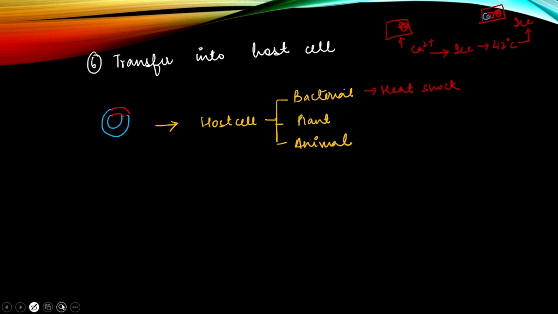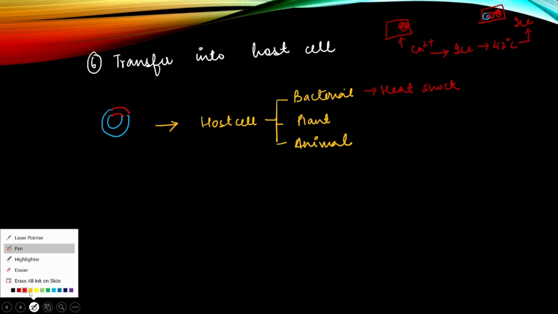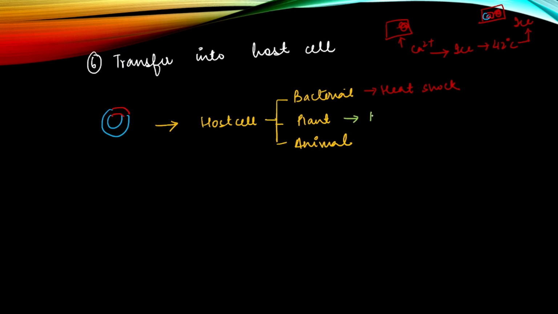This is what. Now if it is a plant cell, what will I do? We'll be using the gene gun. That means this DNA is coated in gold or tungsten, and we just expose it to a high velocity, and then it comes in contact with the plant cell. Right? That is what we call the gene gun.